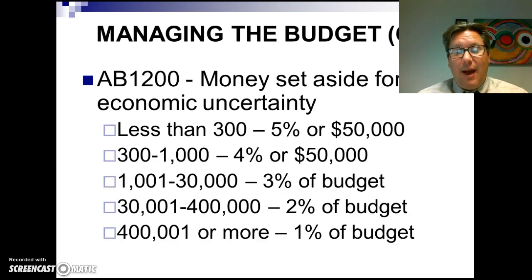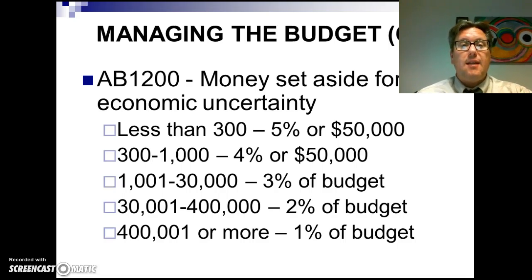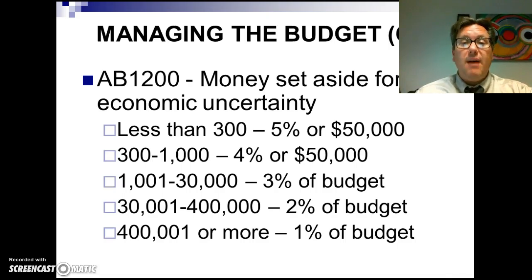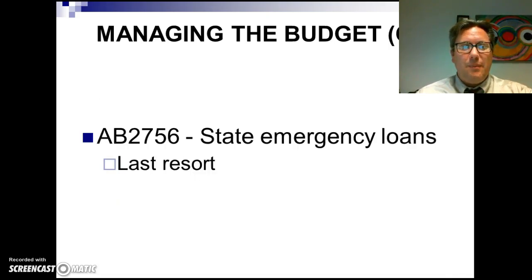Think of their operating costs. It's not very much, but again, it is supposed to be set aside. So AB 1200 was a big piece for school districts in understanding that they need to set that rainy day fund to be ready for any crisis that goes on.